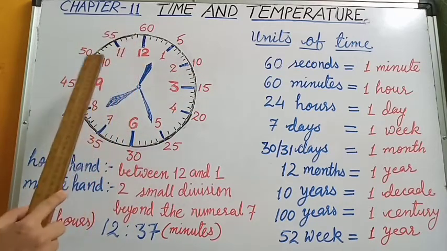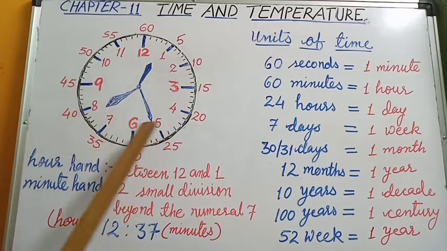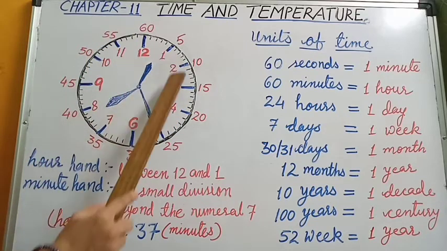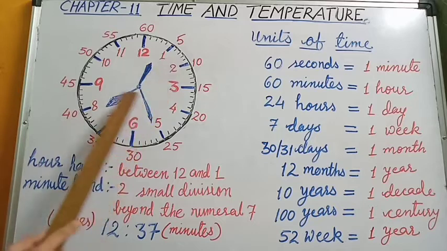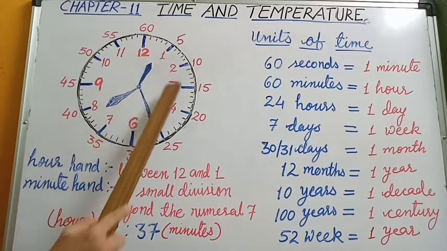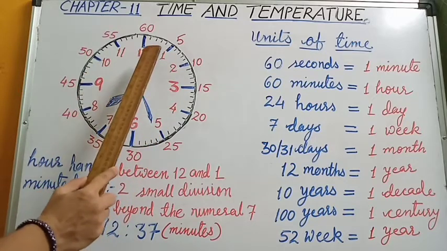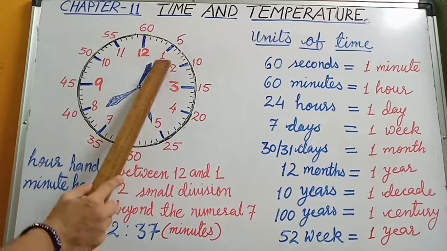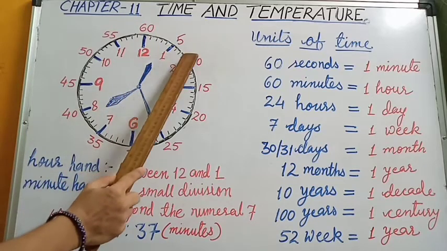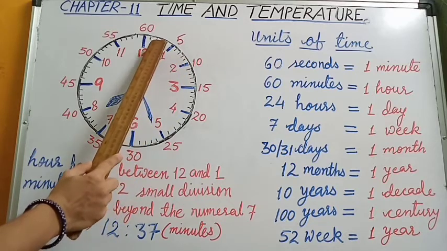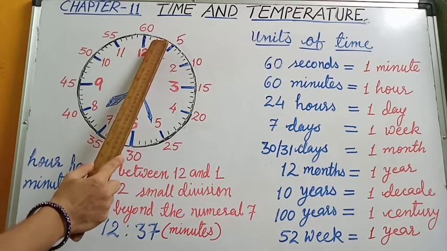So the dial of the clock is divided into 12 equal parts. Here you can see numbers are arranged in sequence from 1 to 12. So this is 12 equal divisions. Between two successive numerals, 5 more small divisions are there, and each small division represents 1 minute.